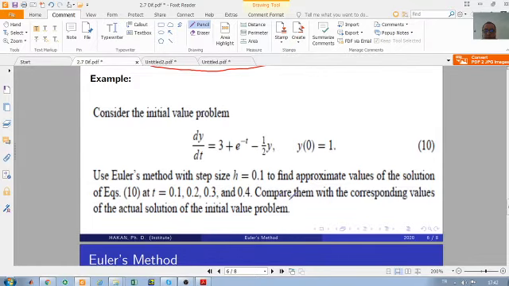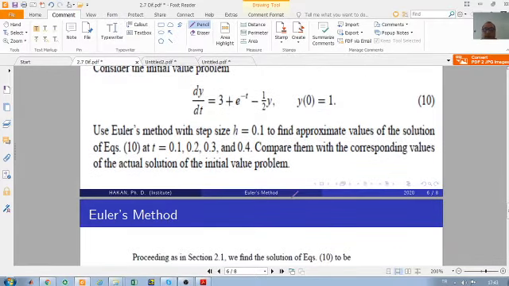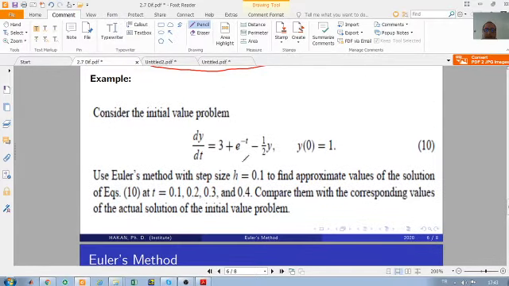Compare them with the corresponding values of the actual solution of the initial value problem. When we consider this differential equation directly, we understand that it is actually a linear differential equation, because it can be written as y prime plus 1 over 2 times y, we write this term to the left hand side, is equal to 3 plus e to the power minus t.